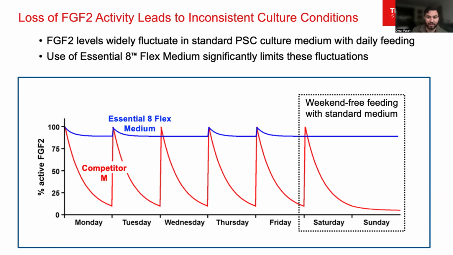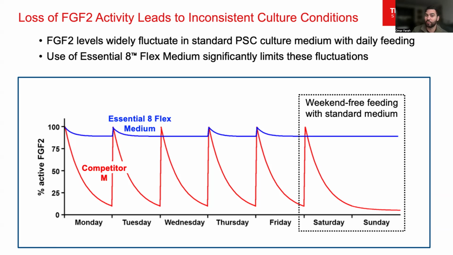But if that's the goal, looking at those older media systems that Tom is showing, the concentration of FGF drops dramatically within that first 24 hours, right? So you imagine you go into the lab and you feed your cells in the morning. Before you go back home, the FGF concentration in your media is now almost down to half, which is a huge change over the course of just 10 hours.